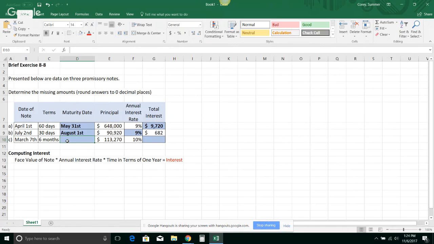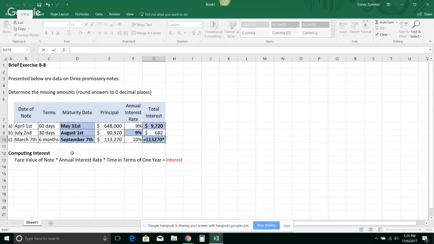Now we're going to go to March 7th, and 6 months from March 7th is September 7th. Now it tells us our principal is $113,270, and our interest rate is 10%. So we're going to do the same thing here that we did in A. We're going to make it equal to $113,270.